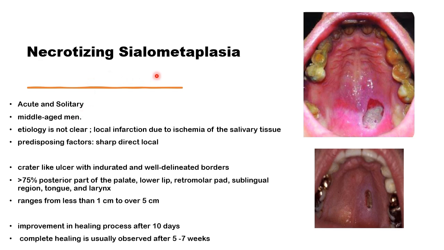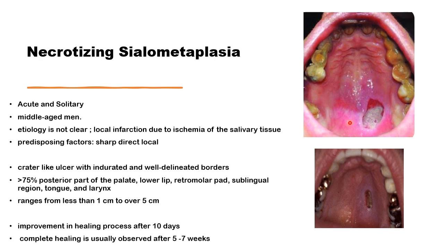This is probably an infarction due to ischemia of the minor salivary tissue distributed within the oral cavity. It affects more middle-aged men, and the predisposing factor is usually a direct local injury, like, for example, injection with a needle in dental work, and even finger manipulation of the palate to induce vomiting in bulimic patients.